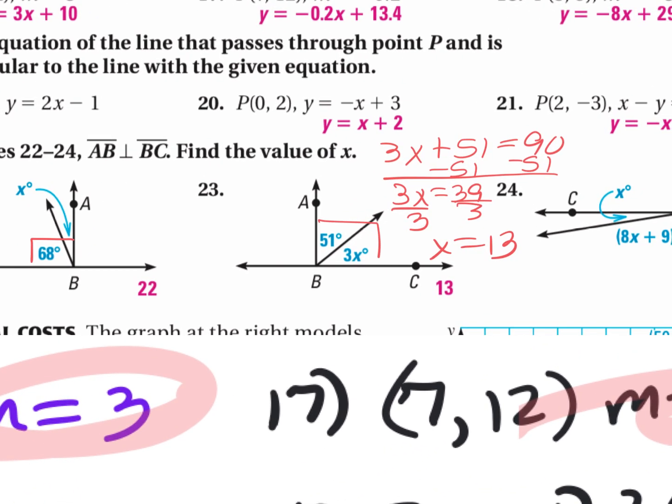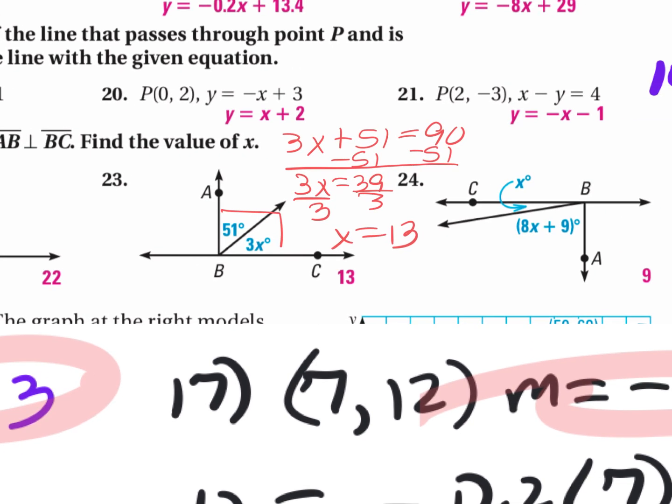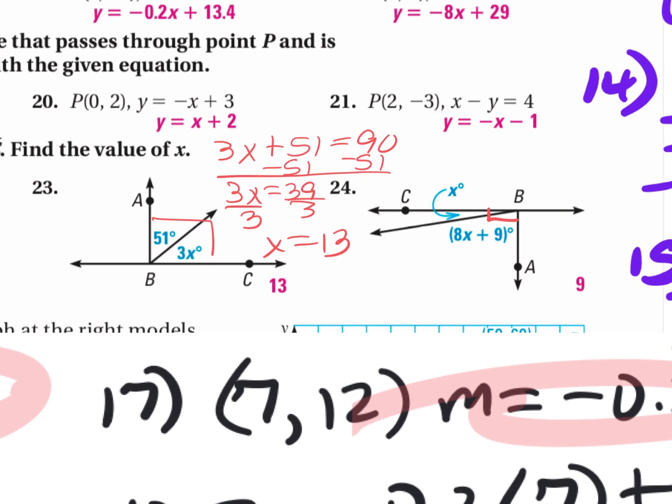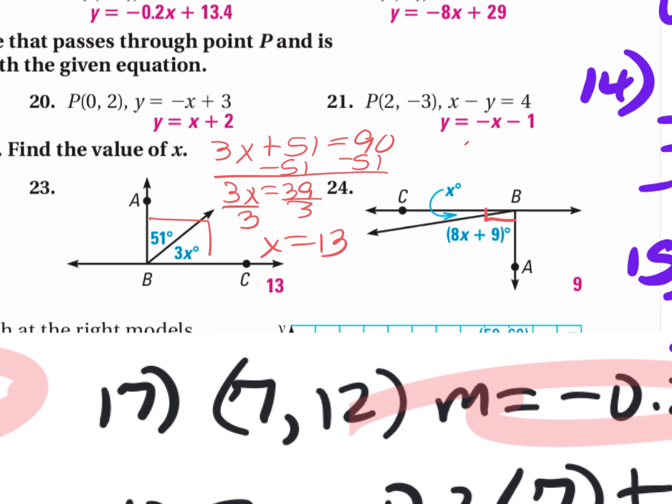We're going to do exactly the same thing on number 24. Again, we were told that these lines are perpendicular, so this is a right angle. So in order to find the value of x, I'm going to add x plus 8x plus 9 and set that equal to 90 degrees.